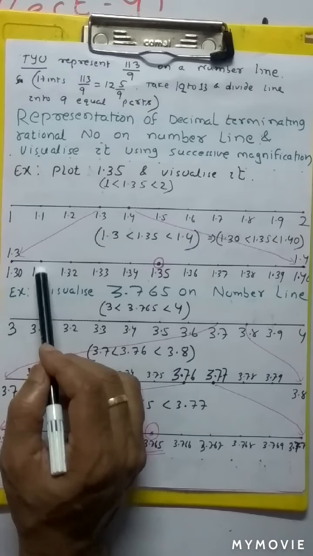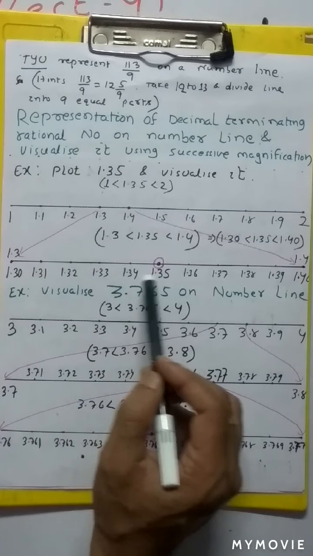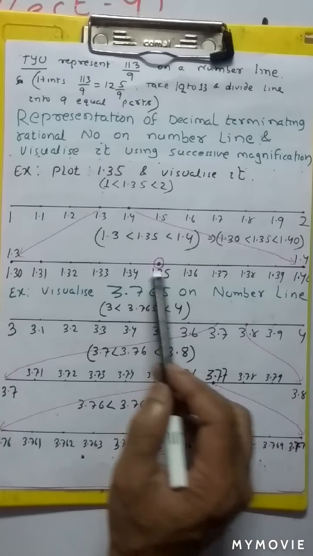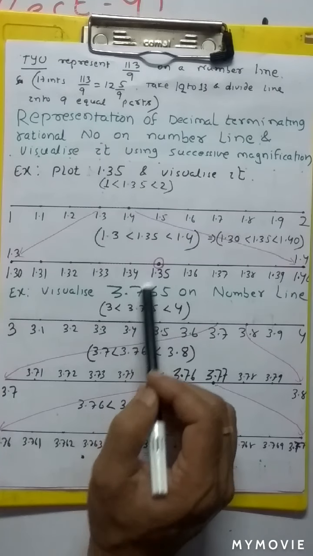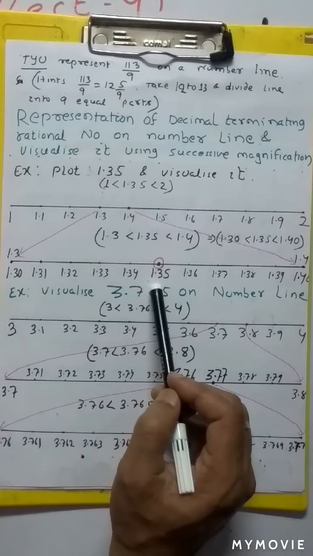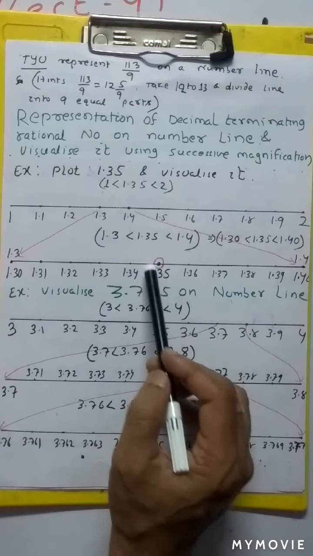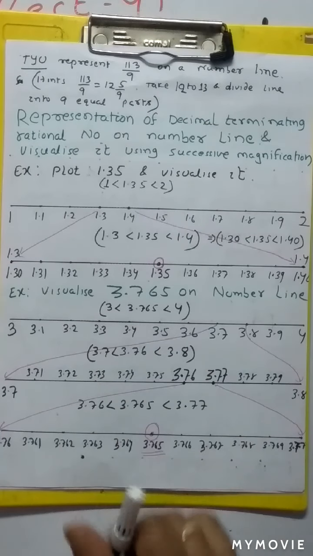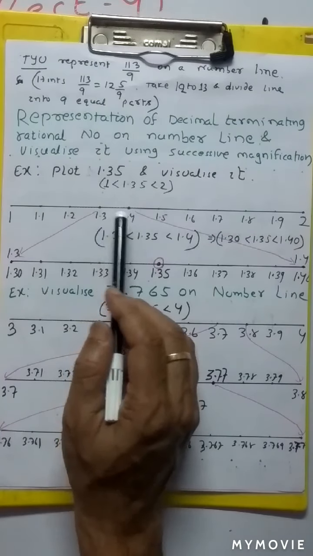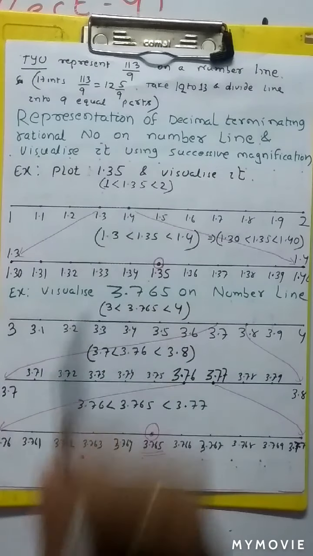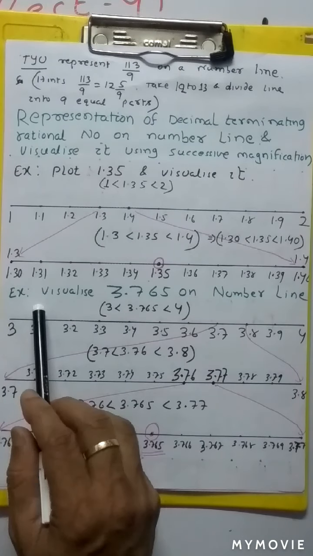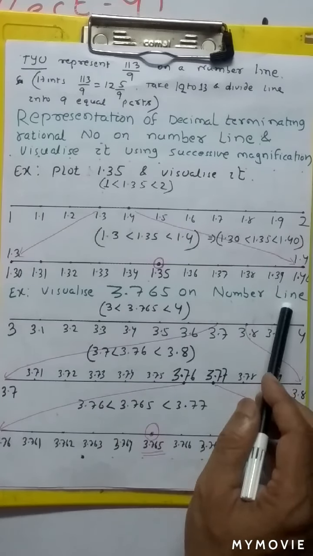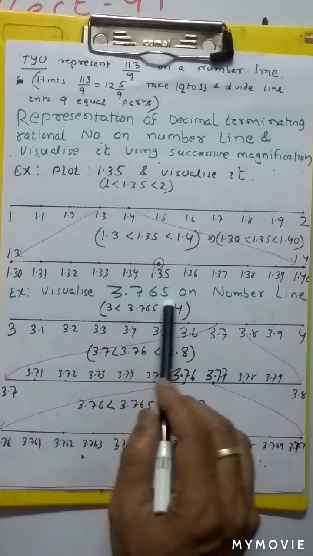Again you divide this line from 1.3 to 1.4 into 10 equal parts. So each part will be what? 0.01. Now see, this is 1.3, this is 1.31, this is 1.32, 1.33, 1.34, like that. Lastly, you will get 1.4. So our target is what? 1.35. So this point represents 1.35. So now we can visualize 1.35 on the number line using the successive magnification method. Okay.